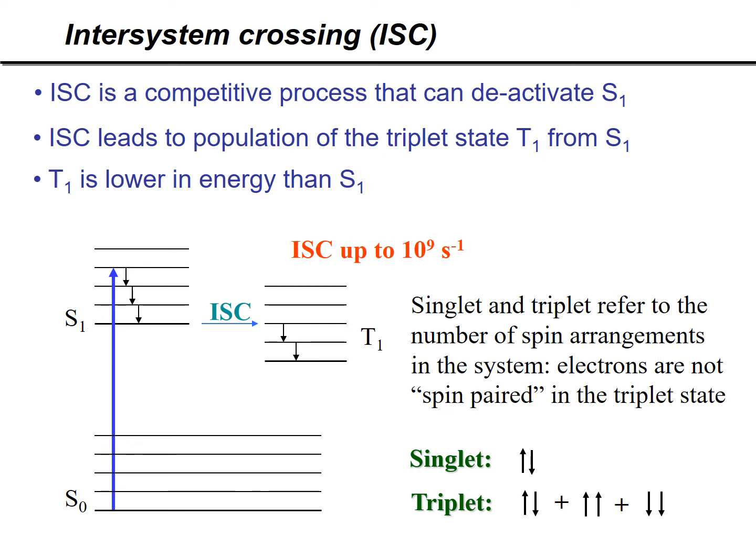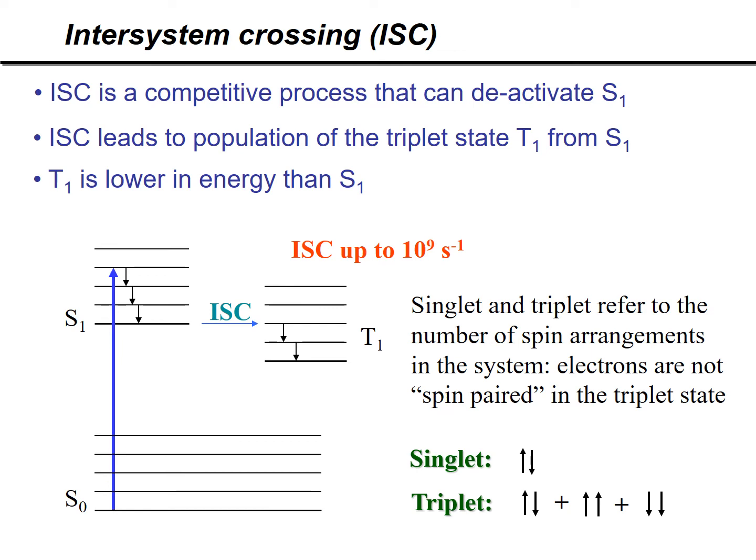So we've excited the molecule, we've absorbed a photon, gone from S0 to S1. There's a little bit of vibrational relaxation down to the bottom of S1. And while we were waiting for the system to fluoresce, intersystem crossing got in first. And it can be really quite competitive. Some molecules actually will do a lot more intersystem crossing than they will do fluorescence.